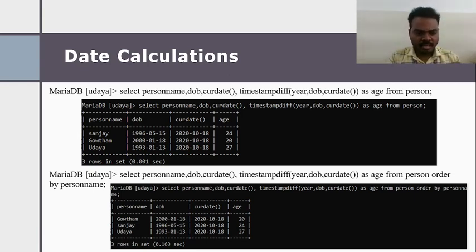And the next will be the ORDER BY command. As I said before, if you use ORDER BY, by default MySQL will arrange the records in ascending order. You should not need to mention whether it is ASC or DESC. This is all about date calculation. If you want to perform date calculation in MySQL, you should use the TIMESTAMPDIFF function.